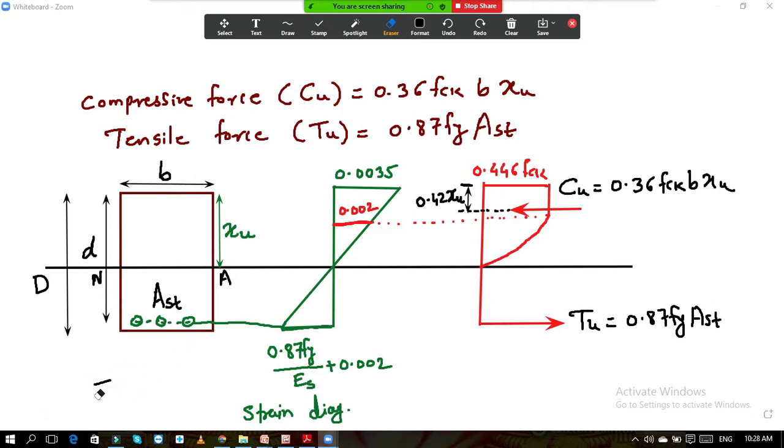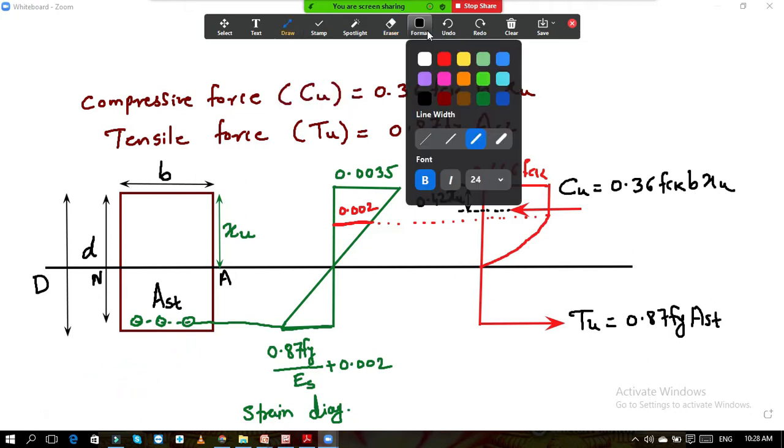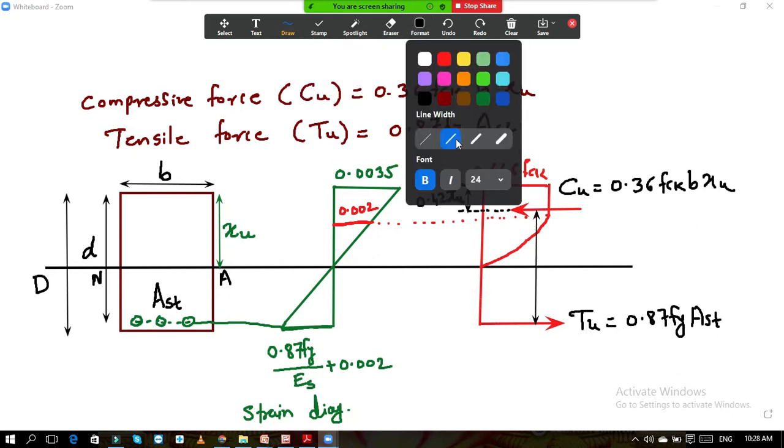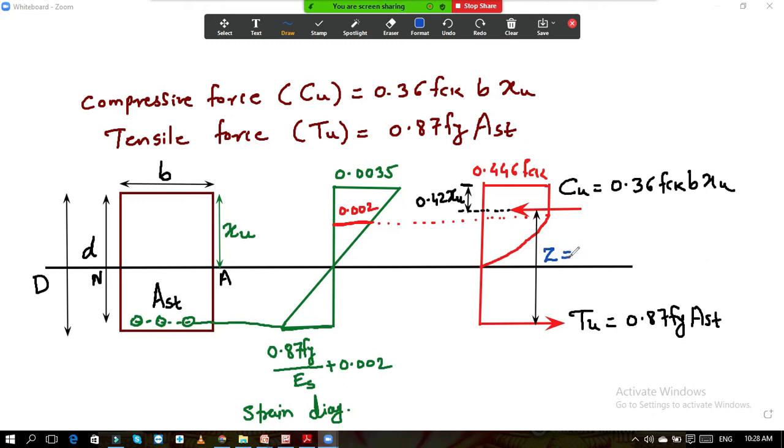Also, the distance between these two forces, I am talking about this distance between these two forces, is called the lever arm. It is denoted by letter Z, lever arm. The tensile force will be acting at this point, at this center. I will draw the line. It is not perfectly horizontal. You understand this. This is the level. At this level, this force is acting.